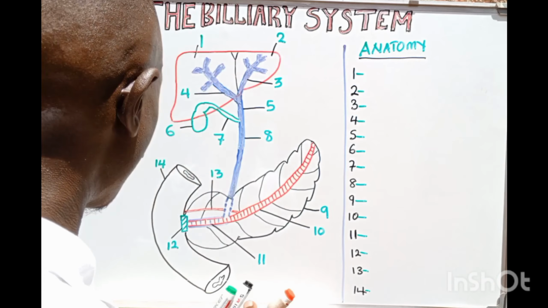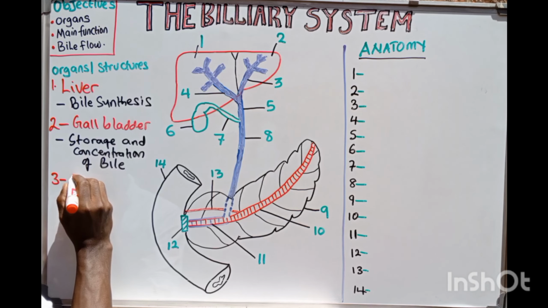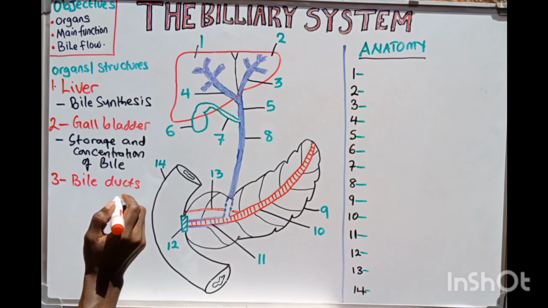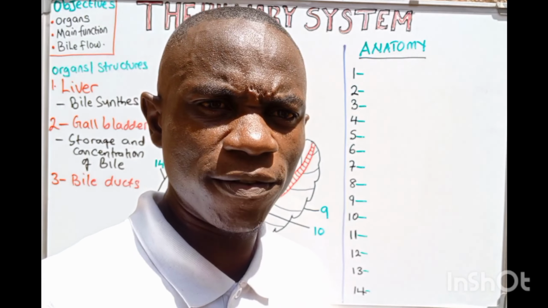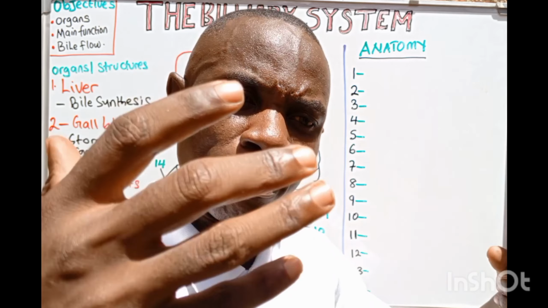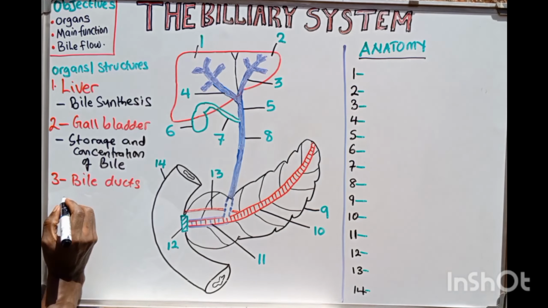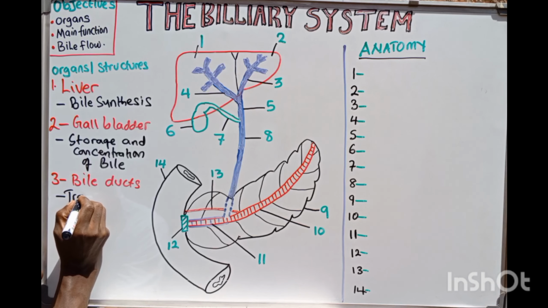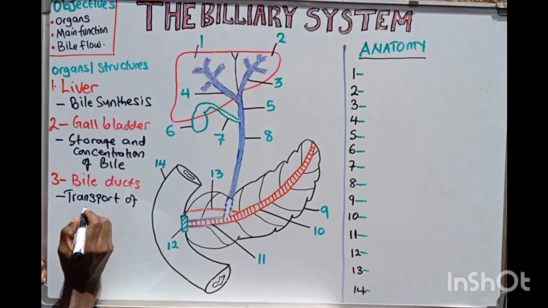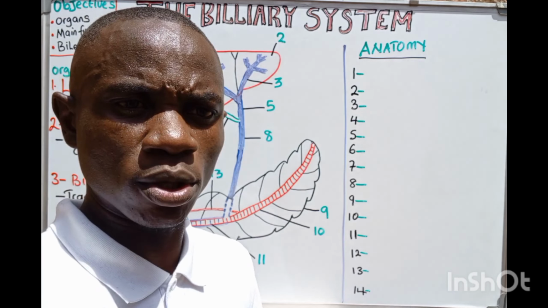The third component of the biliary system is the bile ducts. We have a couple of different bile ducts that come together to connect these structures, and the main function of these ducts is transport of bile. Those are the canals, the tubes through which the bile flows.